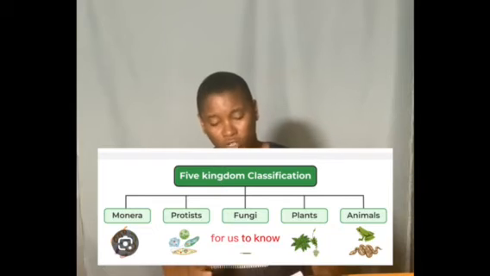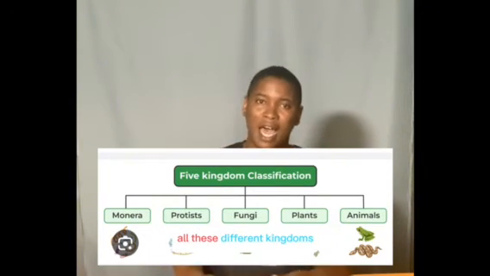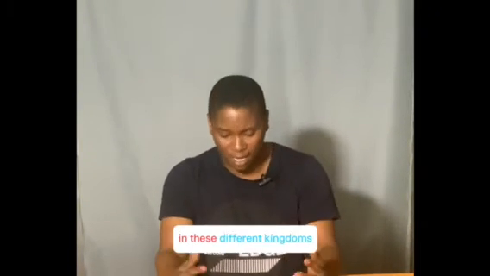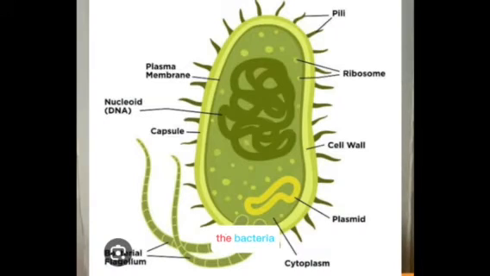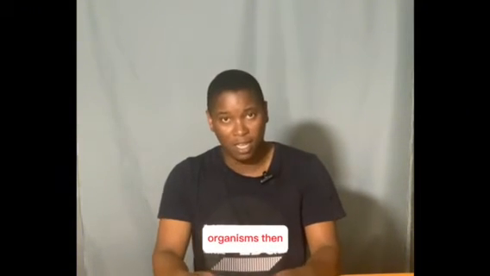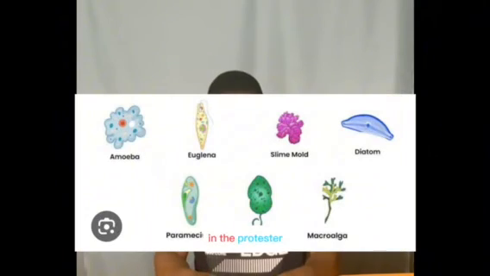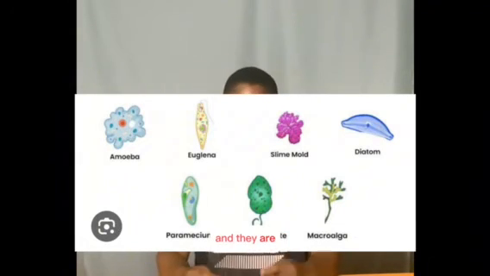Now, it's important for us to know all these different kingdoms and the examples that we have in these different kingdoms. For the Monera, we have majorly the bacteria and the archaea. They are the most important part of the kingdom Monera. And the kingdom Monera are majorly prokaryotes. We have a video on prokaryotes and eukaryotes. You can go check that out. The kingdom Monera are majorly prokaryotes. They are prokaryotic organisms. Then the other kingdom is Protista. In the Protista, we have examples such as amoeba and paramecium, and they are eukaryotes.